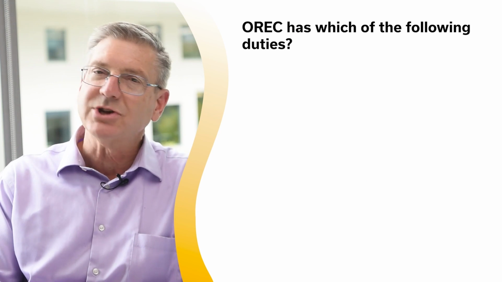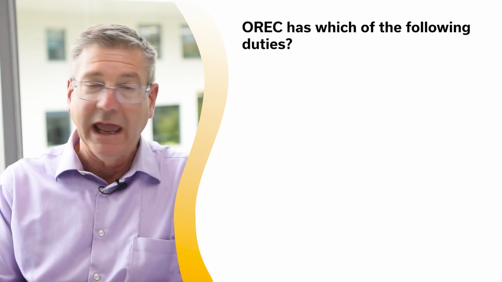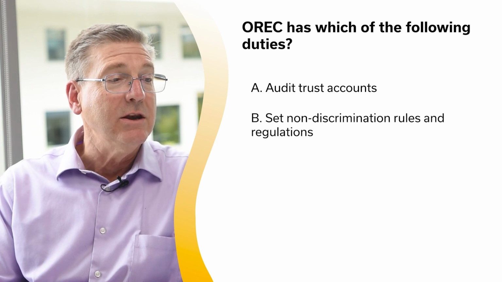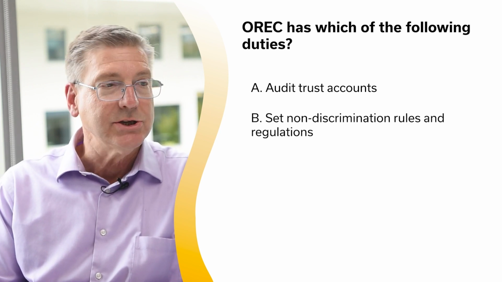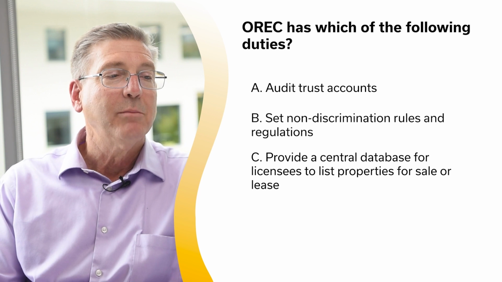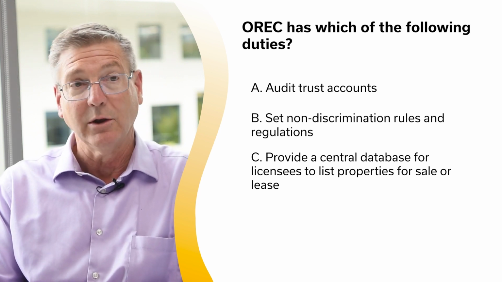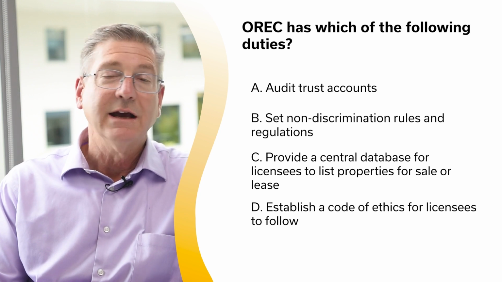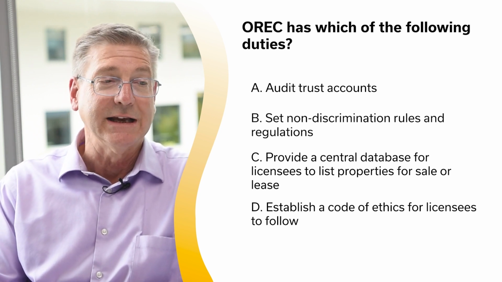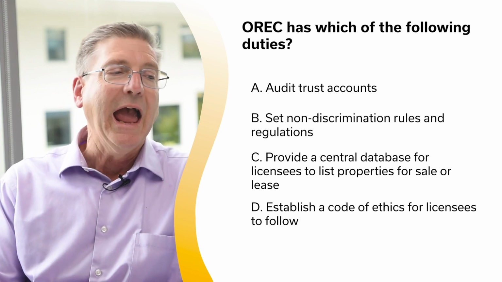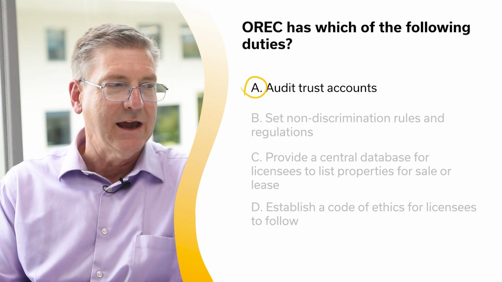Oreck has which of the following duties? A, audit trust accounts. B, set non-discrimination rules and regulations. C, provide a central database for licensees to list properties for sale or lease. Or D, establish a code of ethics for licensees to follow. The correct answer is A, audit trust accounts.